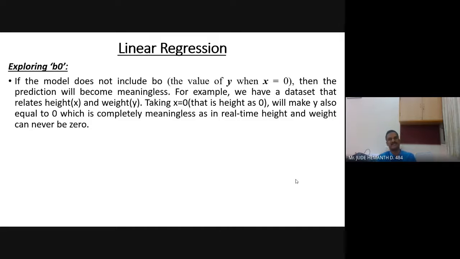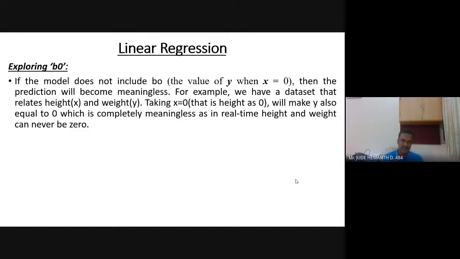For example, you have a data set that relates height and weight. Height is x and weight is y. Say, for example, first you take x is equal to 0. That means height is 0. Say some person is lying down on the floor and you are measuring the height vertically. Maybe it is very negligible, and you can take it as 0. It is not the actual height of the person. Maybe some applications are there. Your x is equal to 0.